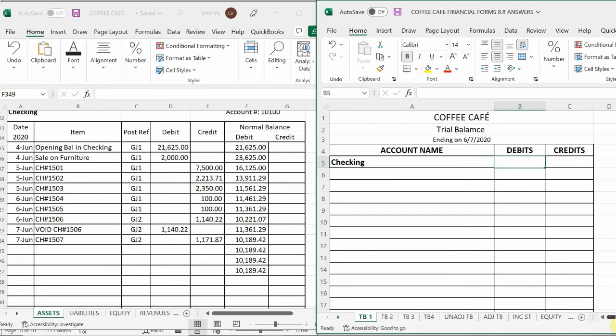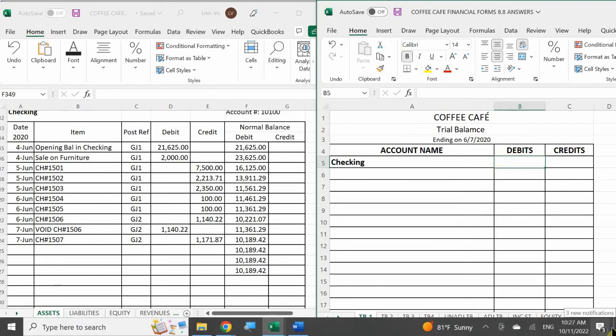Okay, what is my current balance in my checking account? $10,189.42. Okay, and 42 cents. Now, is that on the debit side or the credit side? Debit. We currently have a debit balance of $10,189.42. So in this case, that's exactly what I'm going to copy over here into my trial balance.